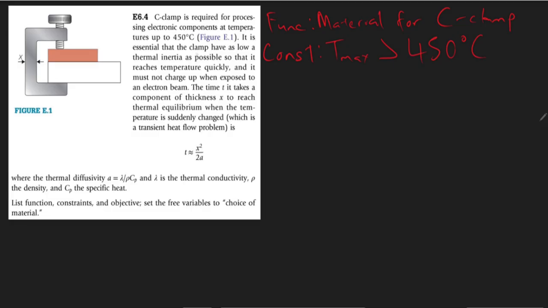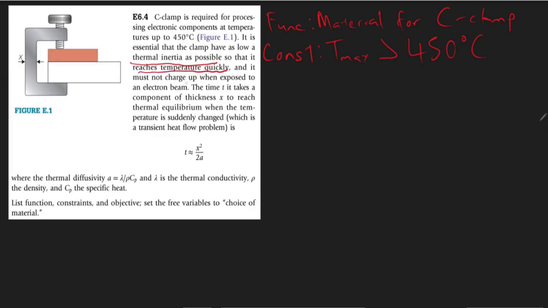It is essential that the C clamp has as low a thermal inertia as possible. So this is part of the objectives, so that it reaches temperature quickly. It has to get to the required temperatures as quickly as possible. So that's also part of the objectives.